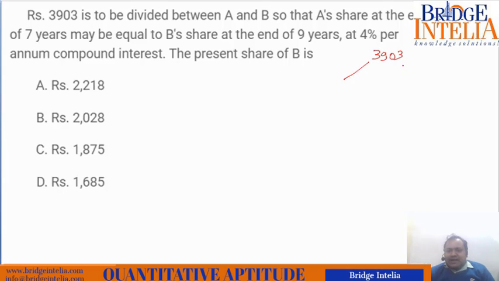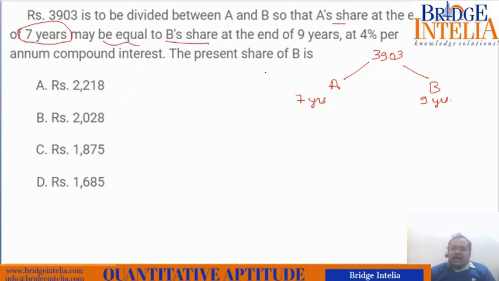This has to be divided between two people, A and B, such that A deposits for 7 years. So whatever A gets, A deposits that for 7 years. Whatever B gets, B deposits that for 9 years. What is the purpose of doing that? So that after 7 years whatever A is getting back, and after 9 years whatever B is getting back, these both amounts should be equal.